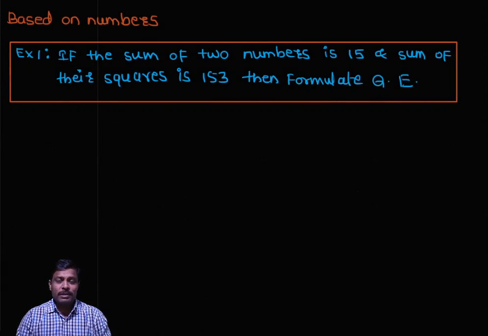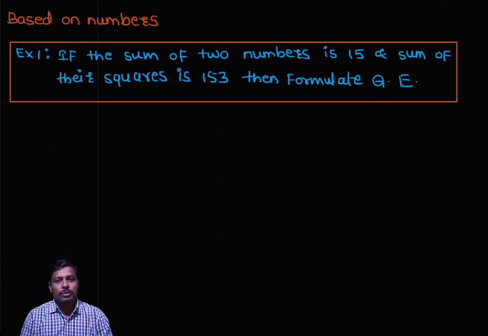All the examples depend on numbers. Now I am reading the example. Example number 1. If the sum of two numbers is 15. I don't want to read this example completely. I have just read one sentence from this example, and that sentence gives me the information about the numbers, that these are the two numbers and their sum is 15.